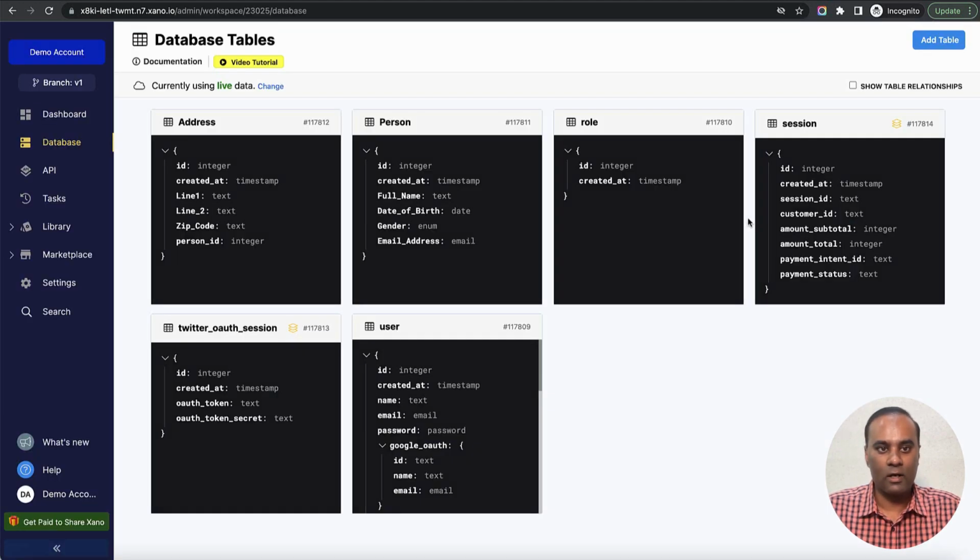So we have created a dummy project which has a couple of tables. It has user, it has roles, and we have created two tables, which are person and address. Person is information of some person which has full name, date of birth, gender, and email address. And then there is a table called address. A person can have multiple addresses, so address is a reference of person. You can see a person ID. So this also covers the parent-child type of relationship where there's a foreign key of person in the address table.